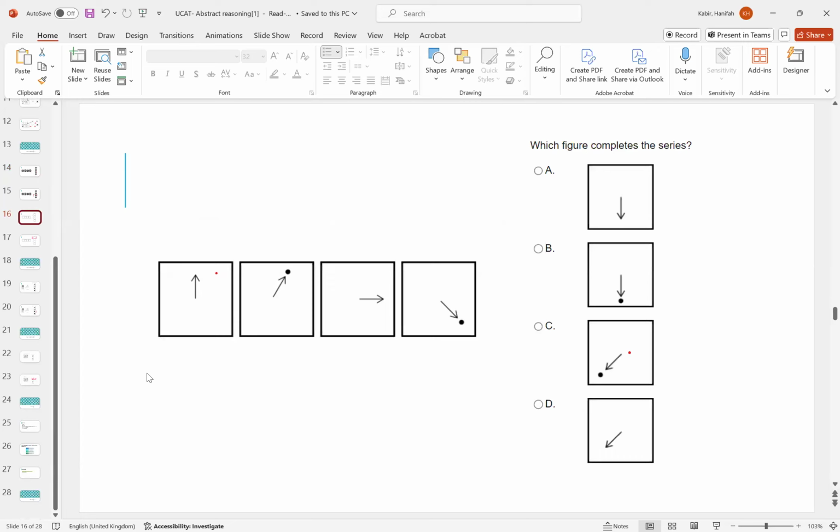Okay, perfect. So pretty much everyone chose A. First things first, I would say it goes from no dot, dot, no dot, dot. So really and truly, I'm looking at A or D. From looking at A or D, I can tell it's something to do with orientation of the arrow. I see that the arrow moves 45 degrees clockwise, and therefore it's going to be facing downwards. So the correct answer is A.